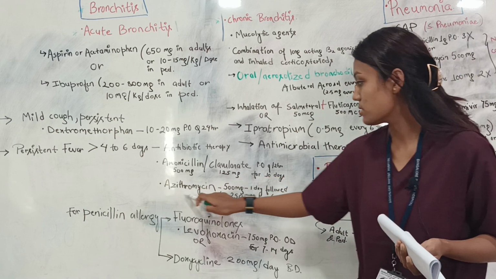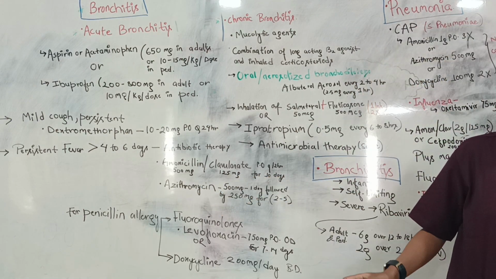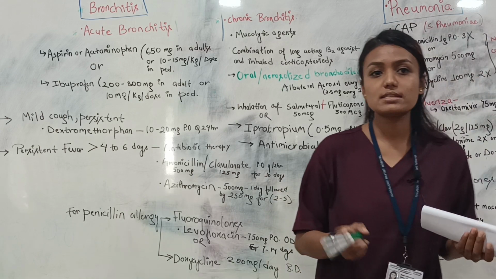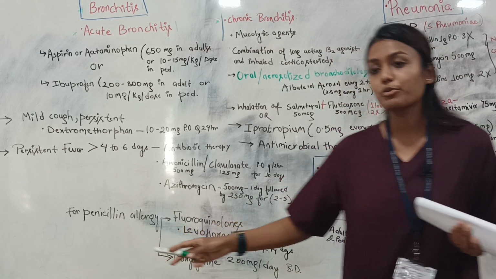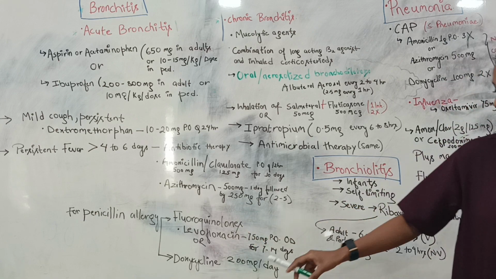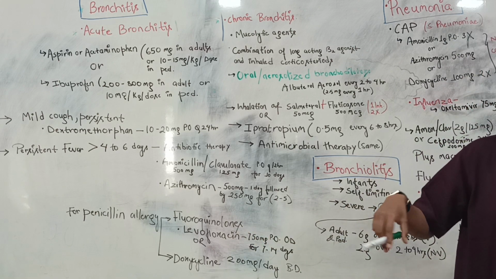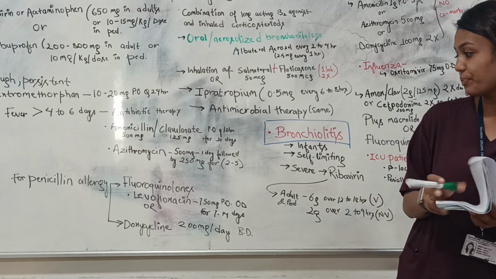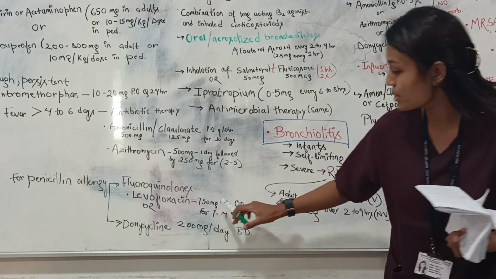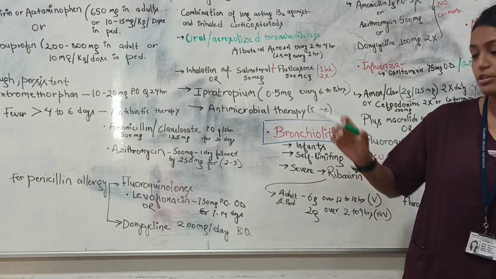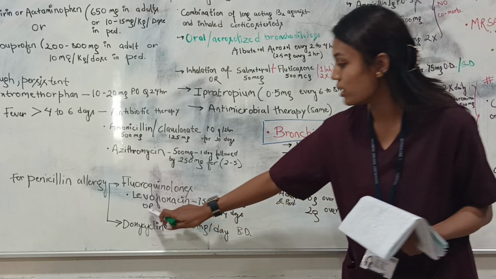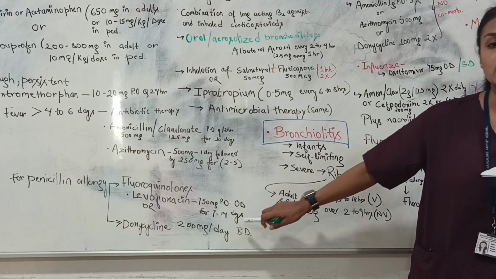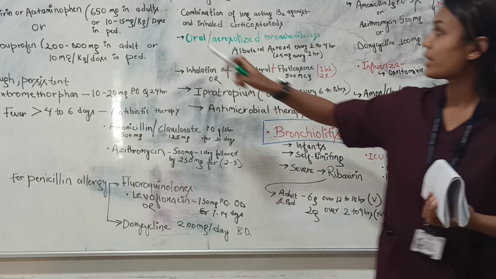Or we can use azithromycin 500 mg once a day, which is followed by 250 mg for 2 to 5 days. So if the patient has a penicillin allergy, then we can go for the fluoroquinolones, that is levofloxacin or ciprofloxacin or moxifloxacin. The dose is 750 mg per oral once a day, for 7 to 14 days. Or we can also go with the tetracycline, that is doxycycline 200 mg per day, twice a day. So this is for acute bronchitis.